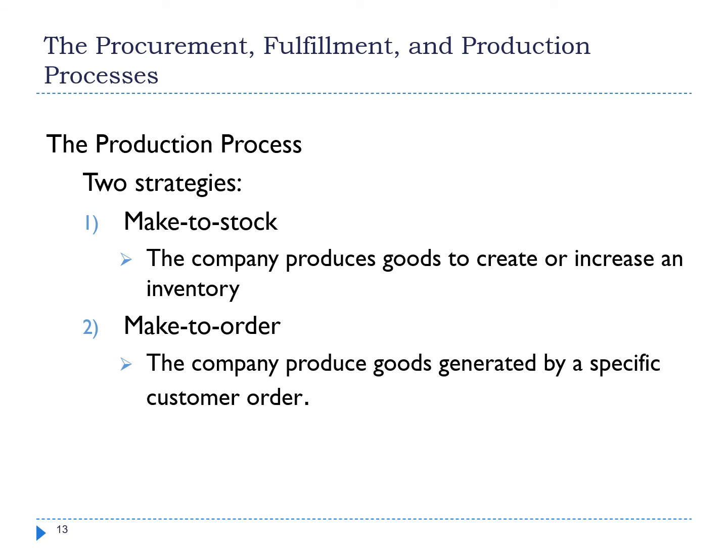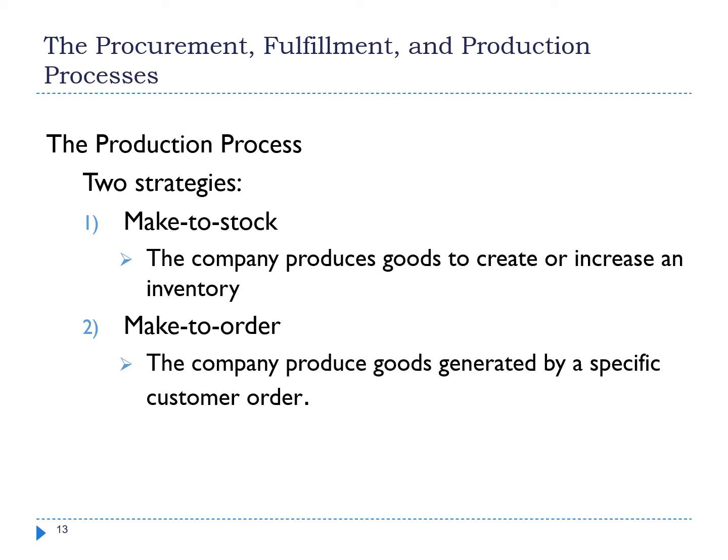Now we are going to talk about the production process. The production process begins and ends in the warehouse department. You need to produce and receive finished goods, but it also involves the production department as well. There are two strategies in the production process. One is make to stock and the other is make to order.